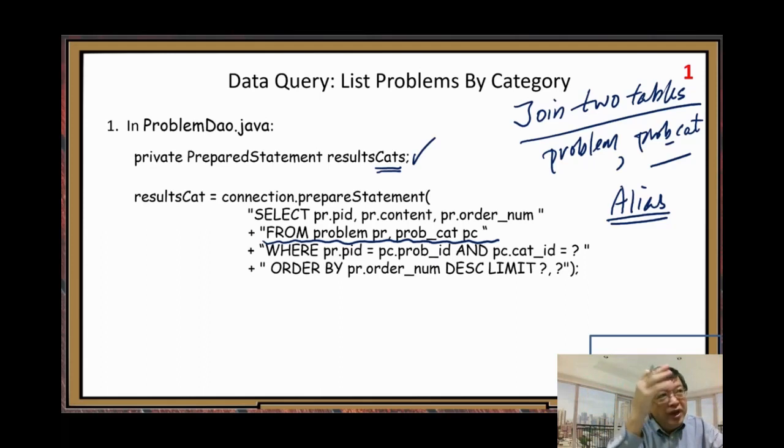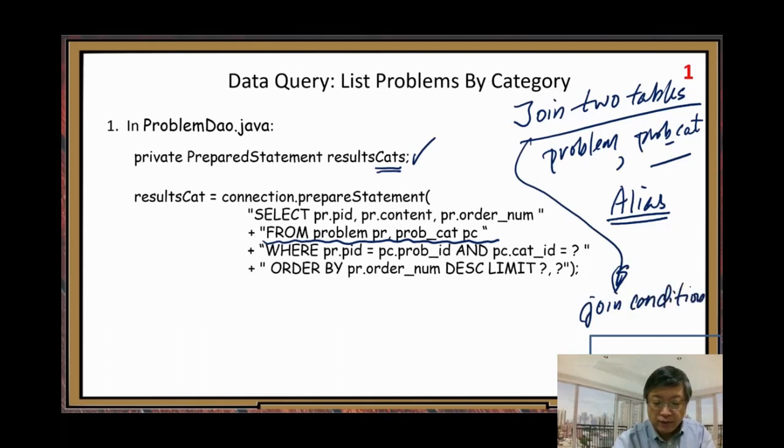When we join, we need to specify the join condition. How do you join it? Here the join condition is pr.pid. The first table we look at the PID value. The second table PC we look at the prob_id value. We know they are the same thing, right? So we use this condition, compare these two values. If they are the same, then we join. Then these two tables can be joined.